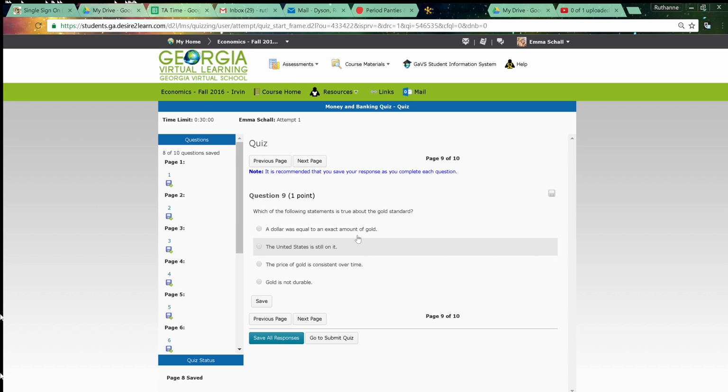So $1 was equal to an exact amount of gold. So that is what it's going to be based on. So right now in our economy, $1 is based on the amount of $1. And before, we actually had $1 based on the amount of gold that you could purchase with that dollar. And that was what defined the value of $1.